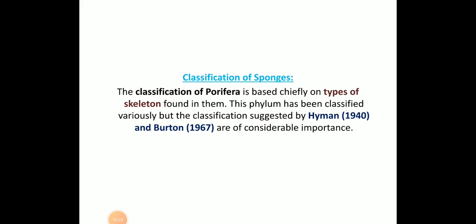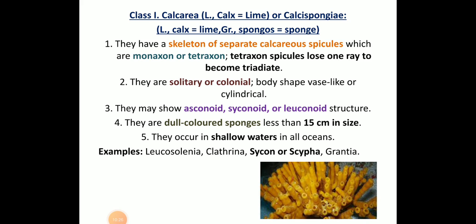Later they classified the first class, that is Calcarea. What does Calcarea mean? These sponges consist of lime. They have that lime content inside their cells, or they are made up of that type of lime, so they are named Calcarea. The characteristics of this class Calcarea are that they have a skeleton of separate calcareous spicules.